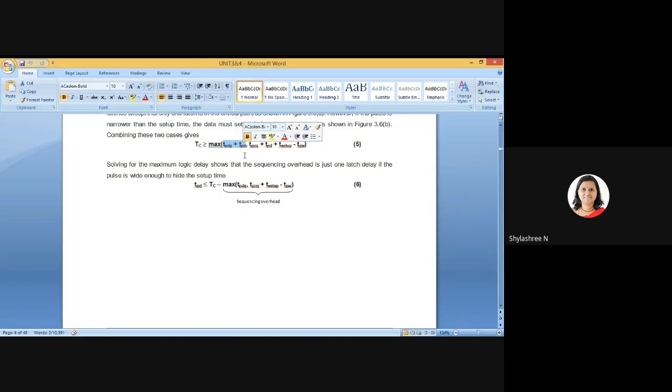Are you getting it? Alternatively, we can also write it in terms of your propagation delay. So TPD should be less than or equal to TC minus the maximum of TPDQ for the first case, where the pulse is wide enough, and for the second case, where the pulse is narrow, TPDQ, that is D to Q propagation delay, plus T setup minus TPW. Minus TPW, if you take it outside, will become plus TPW. This will become minus TPCQ and minus T setup.